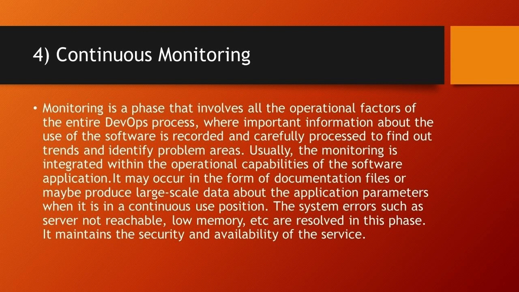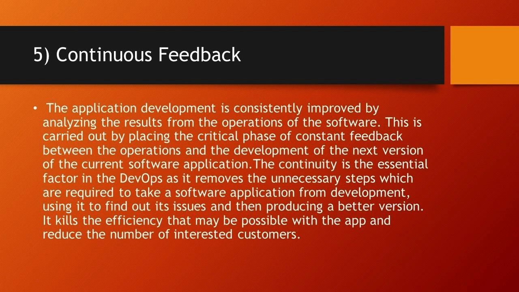5. Continuous feedback. The application development is consistently improved by analyzing the results from the operations of the software. This is carried out by placing the critical phase of constant feedback between the operations and the development of the next version of the current software application. Continuity is the essential factor in DevOps as it removes the unnecessary steps which are required to take a software application from development, using it to find out its issues and then producing a better version. Without it, it kills the efficiency that may be possible with the app and reduces the number of interested customers.